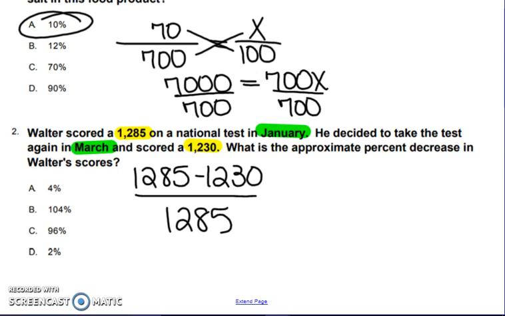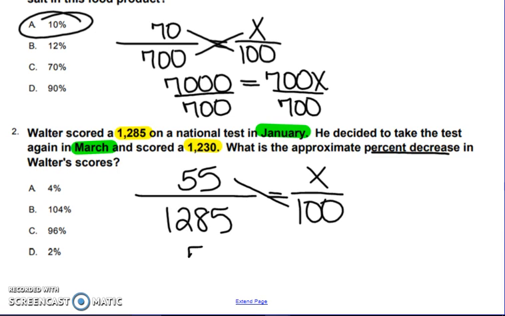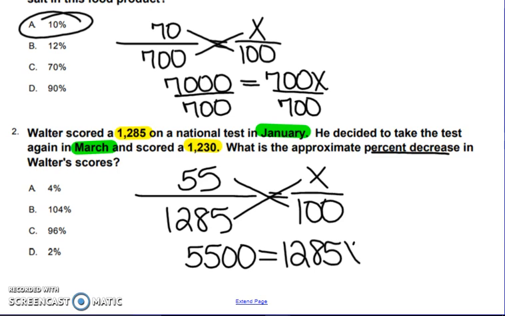1,285. It also talks about you finding the percent decrease, so we're going to do x over 100. Again, just like before, before I multiply and divide, I want to take this denominator, the numerator, and I want to subtract that. Well, once I subtract that, I get 55. All right, so I'm going to multiply 55 times 100. I get 5,500, and then I'm going to multiply 1,285 times x, which just leaves me with 1,285x.